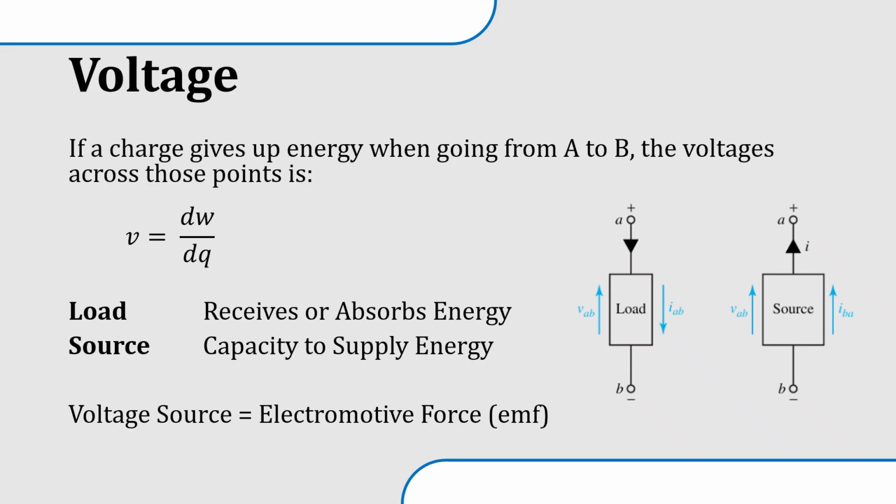The load receives or absorbs energy because a positive charge goes in the direction of the current arrow from high to low potential. The voltage source is sometimes known as an electromotive force, which conveys the notation that it is a force that drives the current through the circuit.